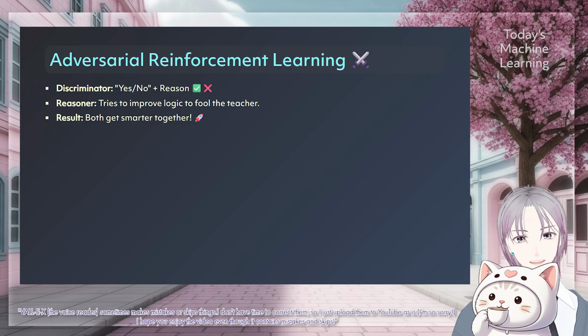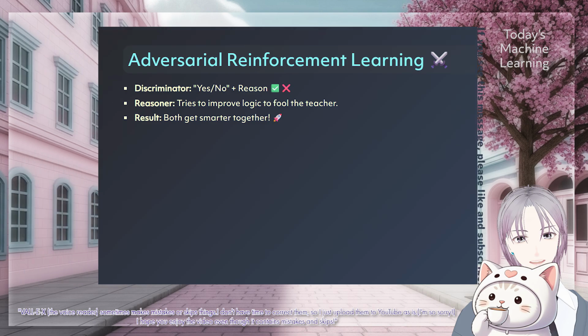Then, they learn from each other. The Reasoner tries to get better at writing logical steps to fool the Discriminator, and the Discriminator tries to get better at catching errors. This is called Adversarial Reinforcement Learning. It is like a game where both players get smarter by playing against each other. This helps the AI learn much faster and more accurately than before.